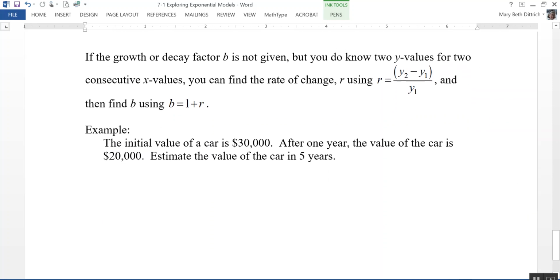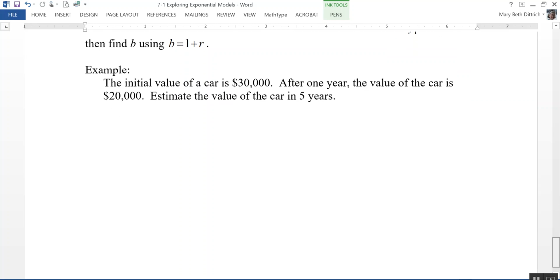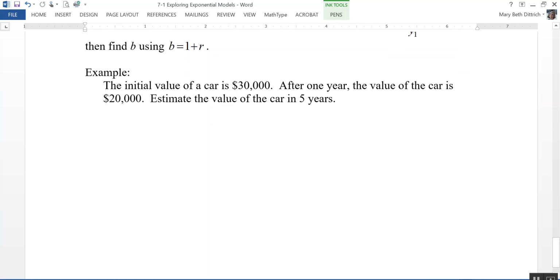If the growth or decay factor b is not given, if I don't know what that factor is, but you do know two y values for two consecutive x values, you can find the rate of change, which is r, using r equals y2 minus y1 over y1, and then find b using 1 plus r. Let's take a look at an example of that. The initial value of a car is $30,000. After 1 year, the value of the car is $20,000. Estimate the value of the car in 5 years.